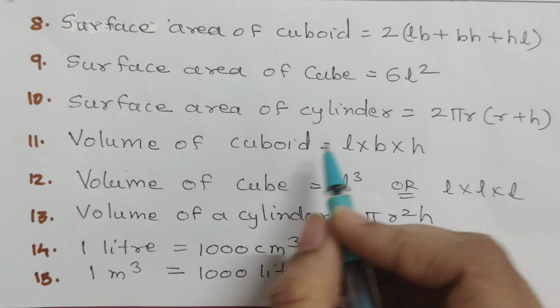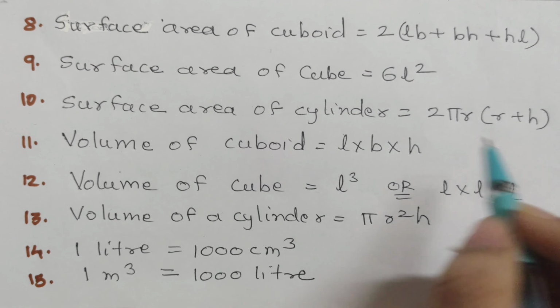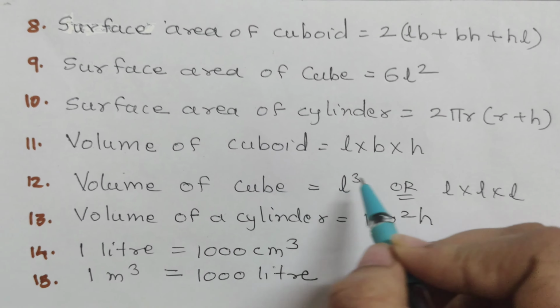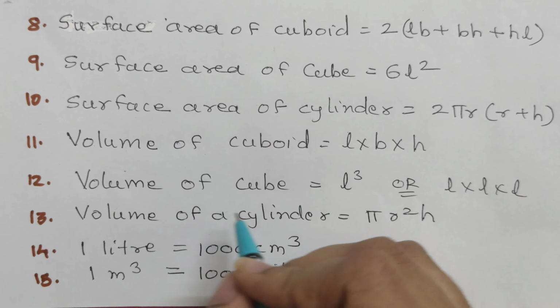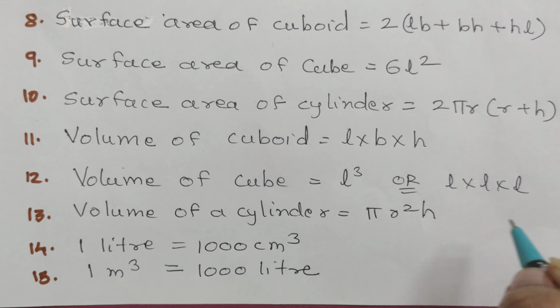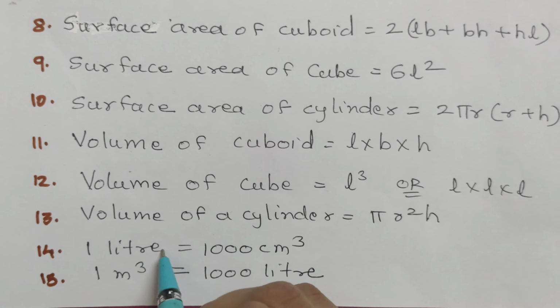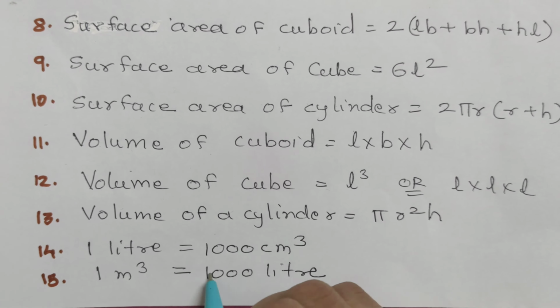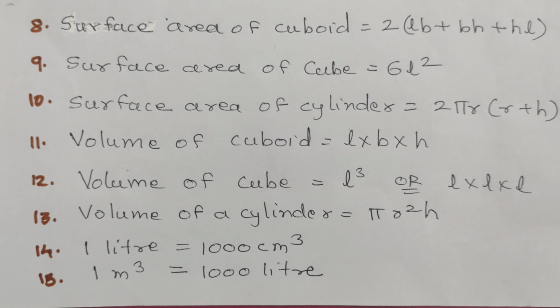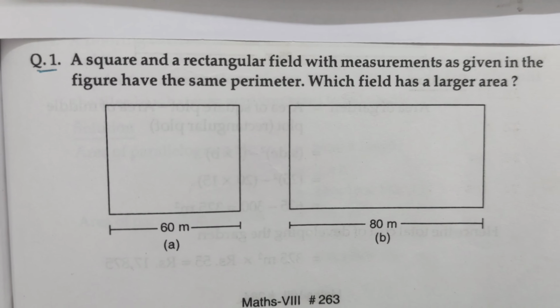11. Volume of cuboid is equal to length into breadth into height. 12th, volume of cube is equal to L cube, or L into L into L. 13. Volume of a cylinder is equal to pi r square h. 14. 1 liter is equal to 1000 centimeter cube. 15. 1 meter cube is equal to 1000 liter. Now we will look at questions.